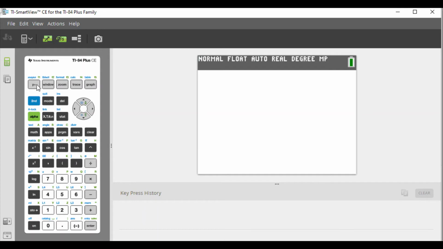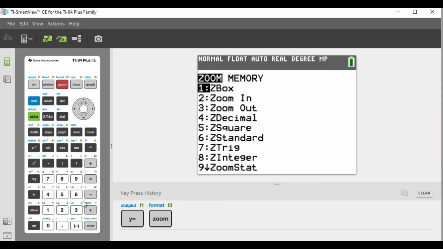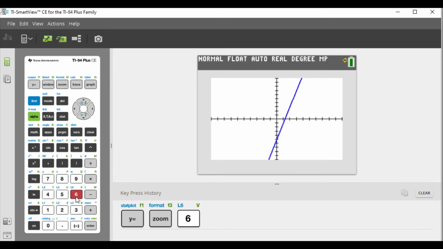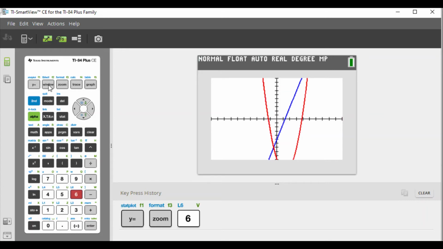I've already set this up here. So we're going to graph, and now hit zoom 6 for a standard window. And we'll notice that some of this doesn't seem to fit very well. This is what it's going to look like a little bit here. We do see that this graph looks like it meets here and comes up somewhere up here. So we might have to change the window a little bit.